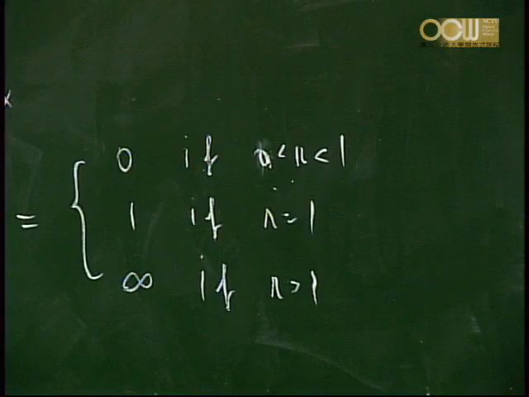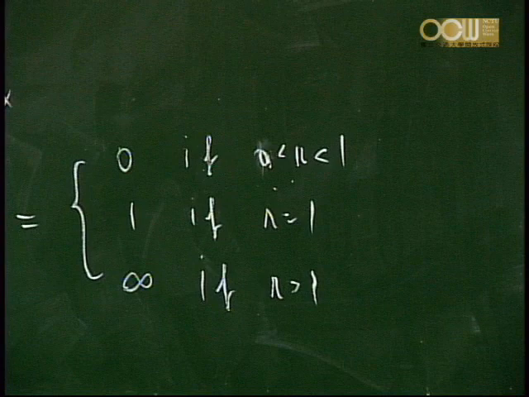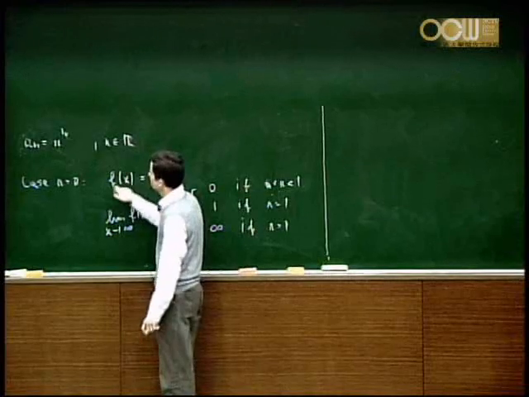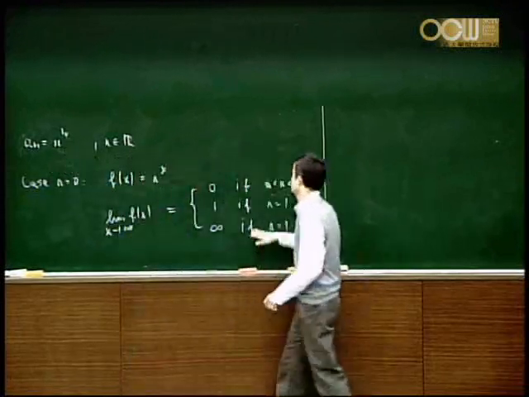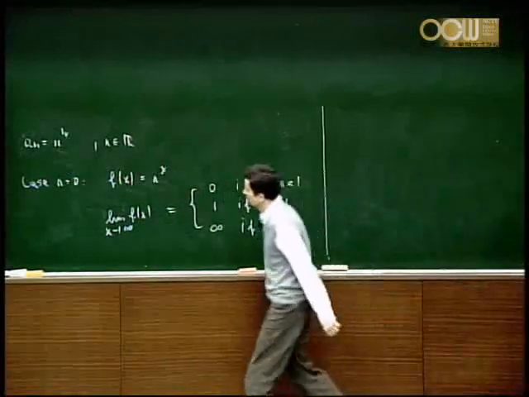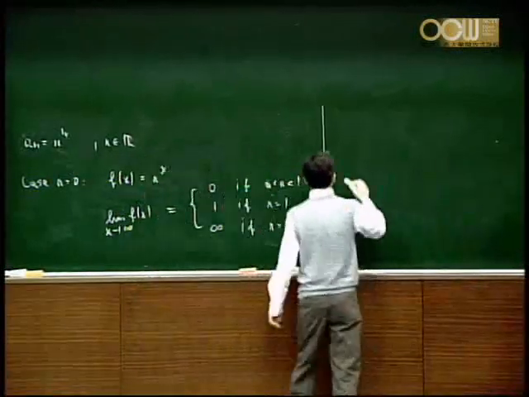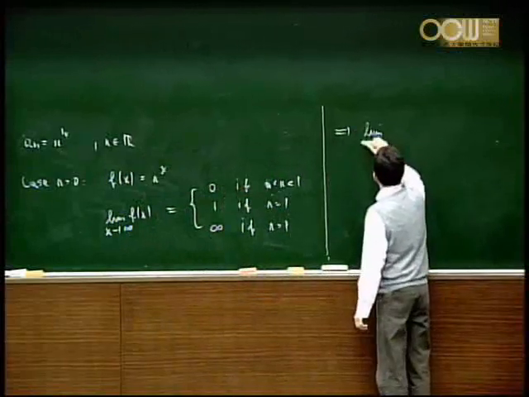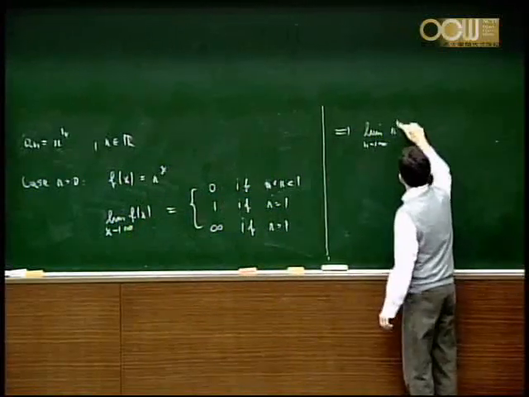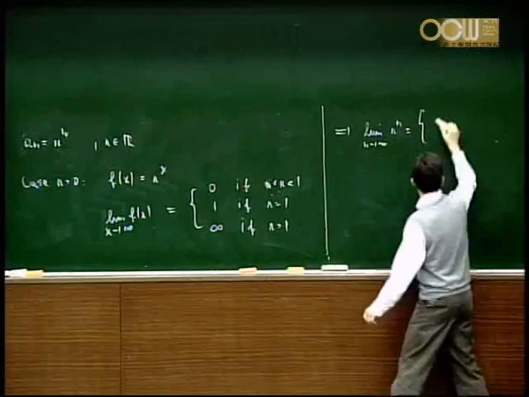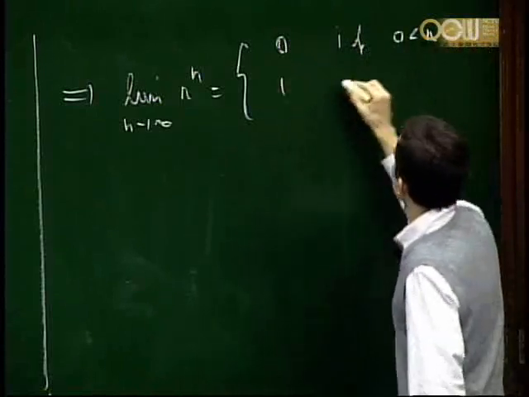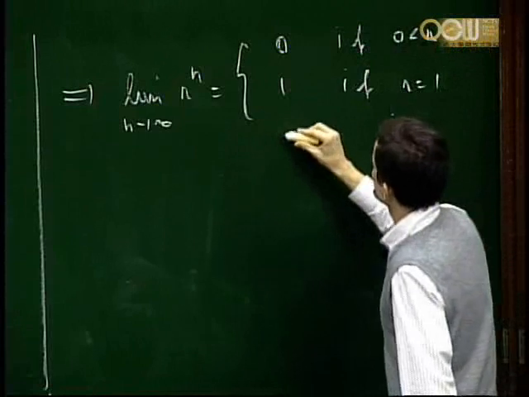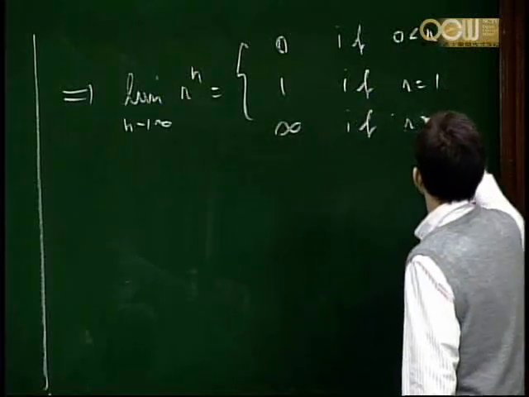Okay, and using our theorem, the theorem which I showed you before, you can use this, because if you evaluate this function at positive integers n, what you get is just this sequence. So you can use this in order to draw conclusions about the convergence of this sequence. So from this you immediately get that the limit as n tends to infinity of r to the n is equal to the same behavior: 0 if r is smaller than 1, then 1 if r is equal to 1, and infinity if r is larger than 1.